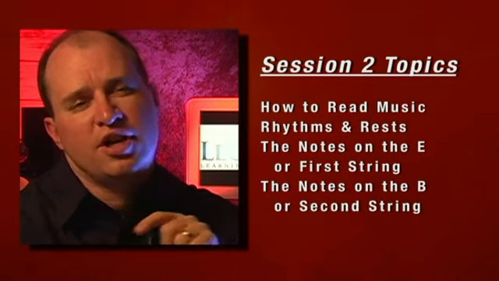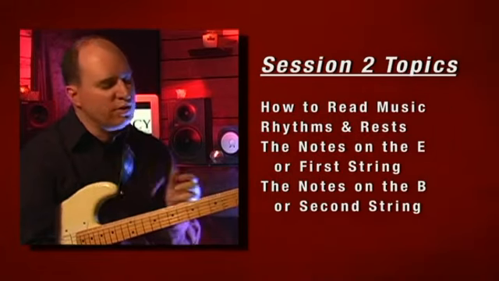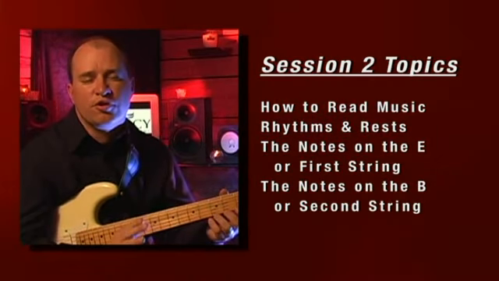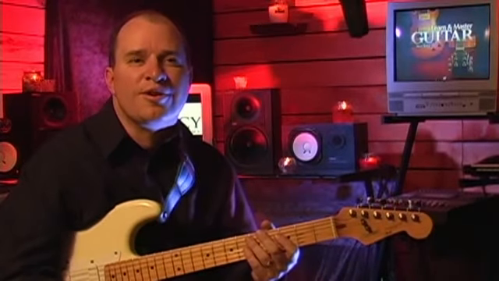We'll have music notation at the top and tablature at the bottom. So we're going to learn how to tie those two together. And then last, we're going to learn about the notes on the first and second strings. We're going to learn our first notes, first 6 notes. I look forward to it, and let's go ahead and get started.